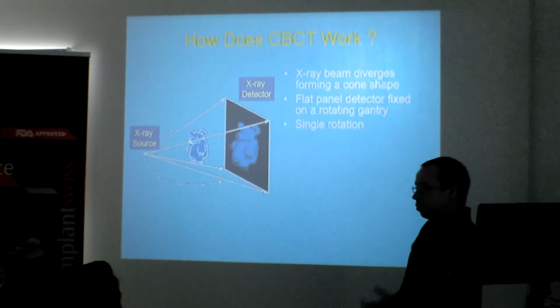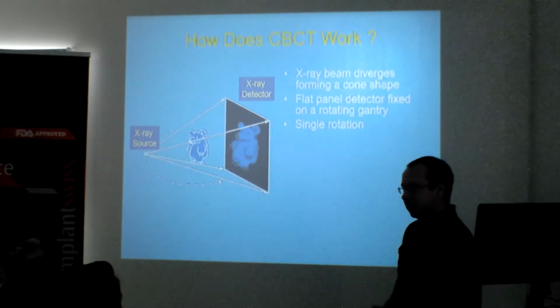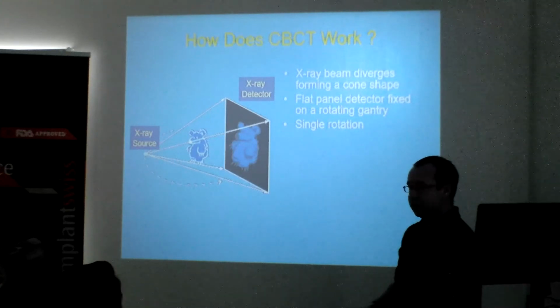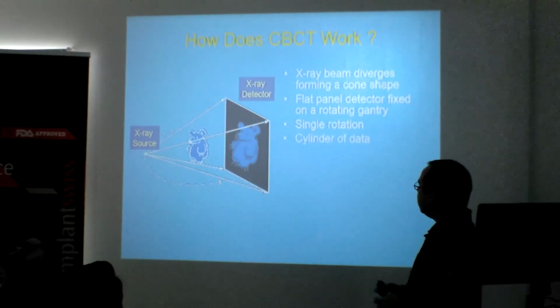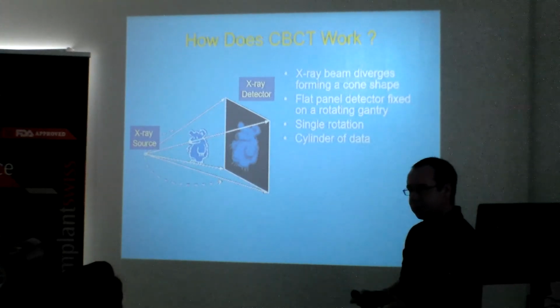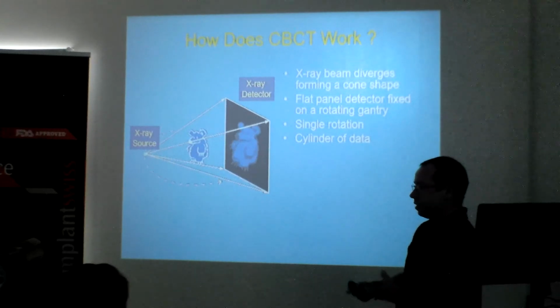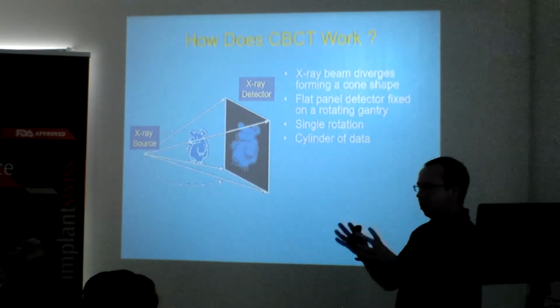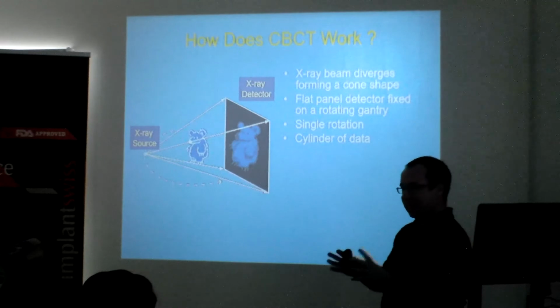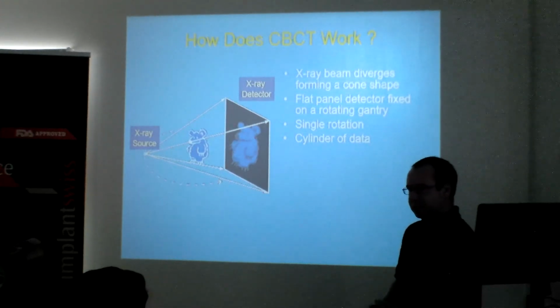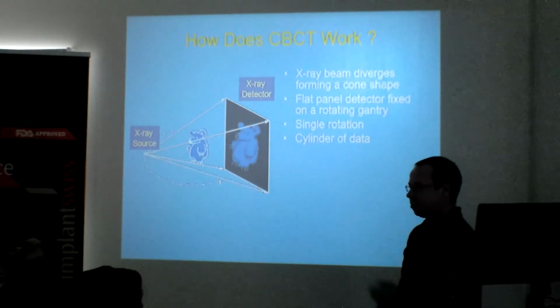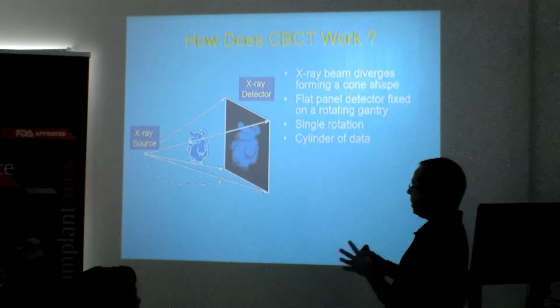So there's a single rotation around the patient. That's quite significant because the patients are quite shocked when we go back in the room and say, was that it? They expect it to go on for a lot longer. It creates what we call a cylinder of data. So the first thing you get from the scan is just this block of data, and there's nothing else you can do with it at that time. The difference with medical CT is that it builds up slices of data. Individual slices gradually are built up. Cone beam CT is one big cylinder.